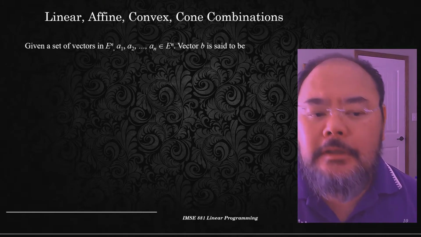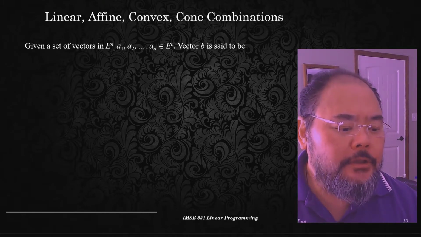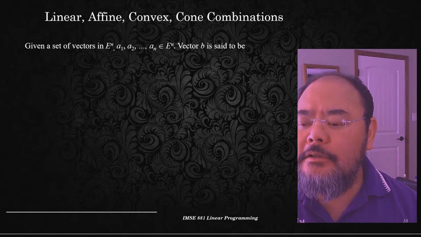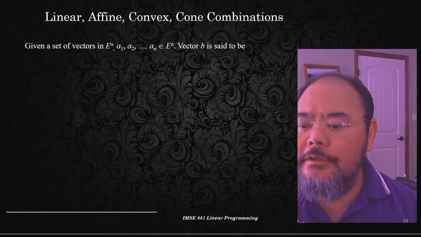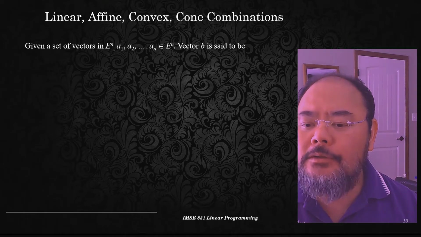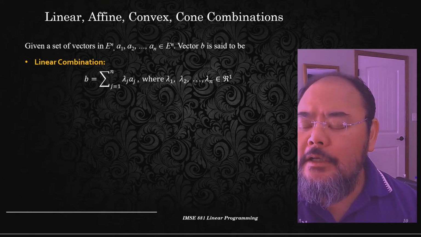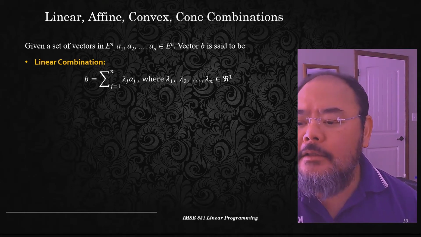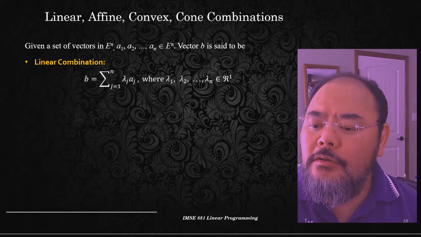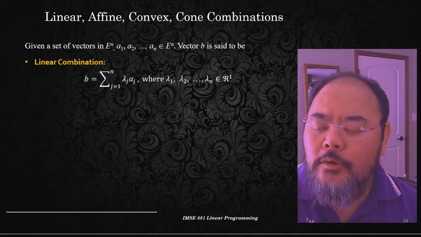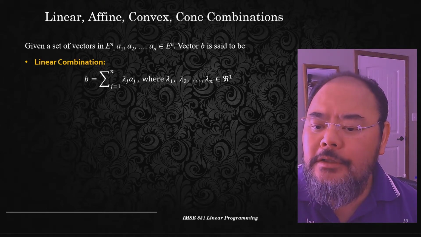Next is a short summary of the concepts you learned before. Given a set of vectors A1 through An belonging to n-dimensional Euclidean space, the vector B is said to be, first, a linear combination of the A's if B equals the summation of lambda j times Aj, where all the lambda j belong to the real numbers. So this is basically a linear combination.